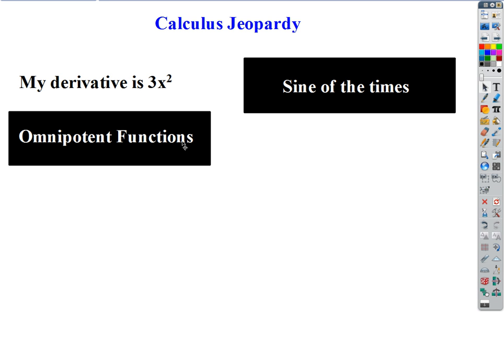Okay. Omnipotent. That's a power function, right? Yeah, okay. So my derivative is 3x squared. We're going in reverse.